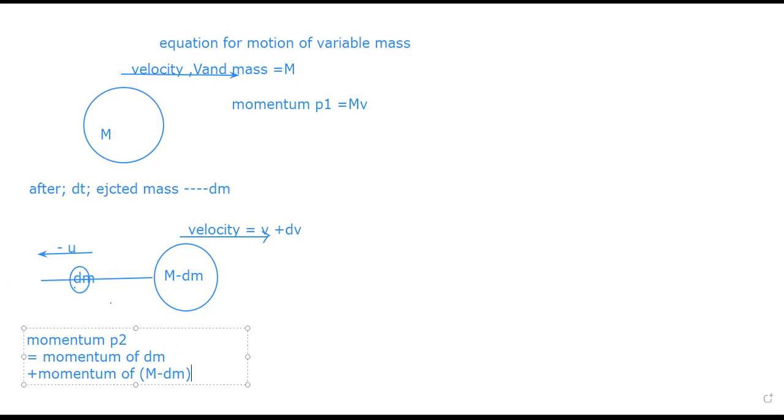Accordingly we have to write P2. We are writing the momentum of dm, which is minus u into dm. I'll put a star here so as not to be confused. Plus the momentum of m minus dm. The mass is m minus dm, multiplied by v plus dv. So this is the final momentum here. So here we have two momenta: one before the reaction and another after the reaction.